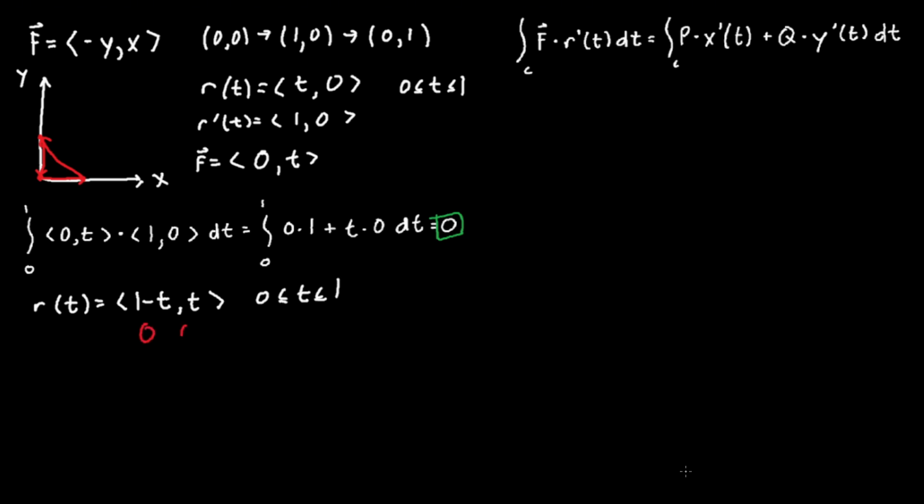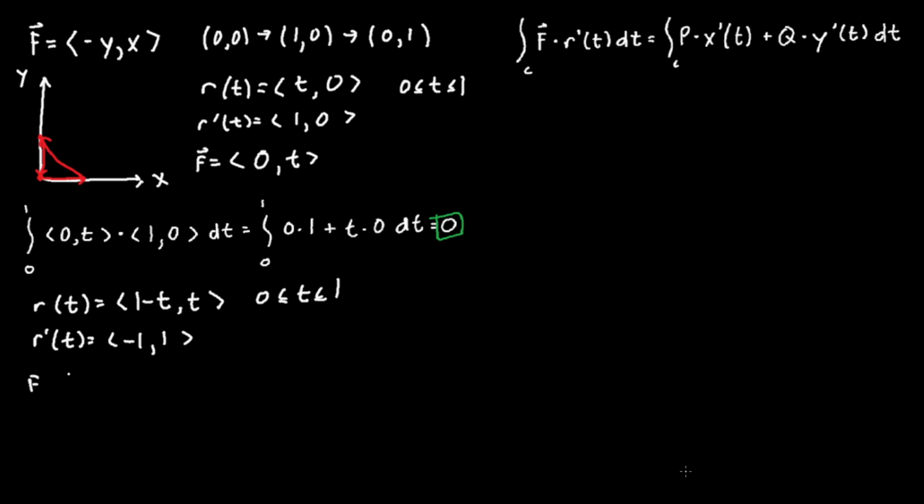If you plug in 0 here and 0 here, you get the point 1, 0, which is our first point down here. If you plug in 1 and 1, you get 0, 1, which is the second point we want, at the top of the triangle. The orientation makes sense because that's the direction which our arrow points. From 0 to 1, it slowly makes this parameterization rise upward. Next, find the derivative of this, which is negative 1 and 1.